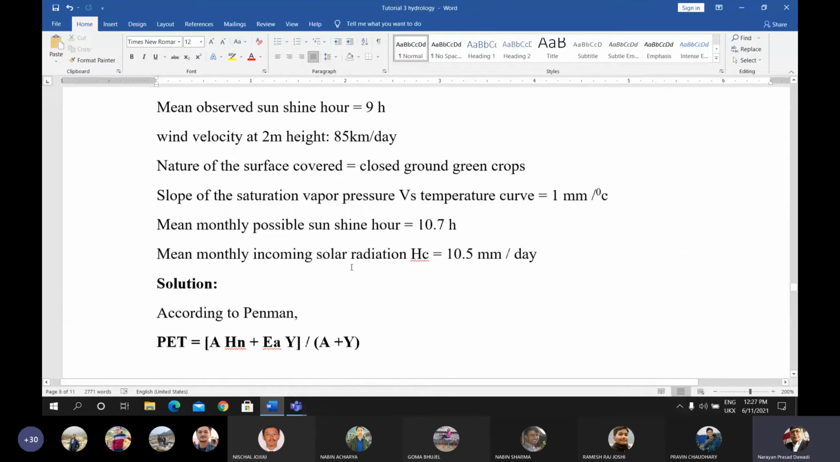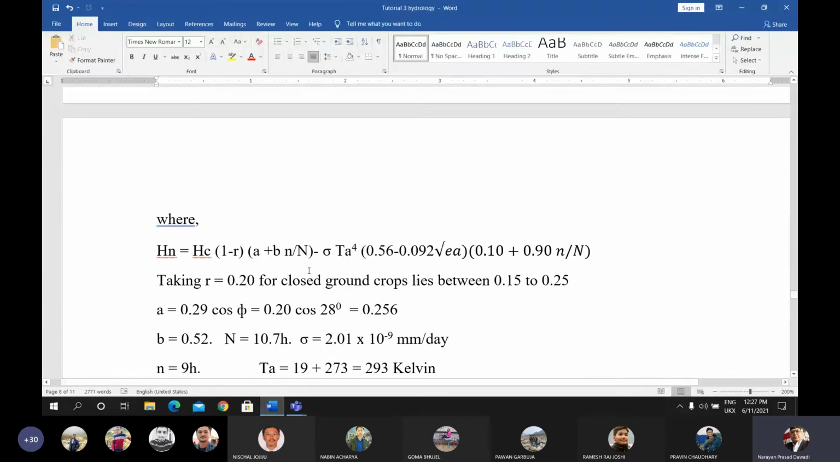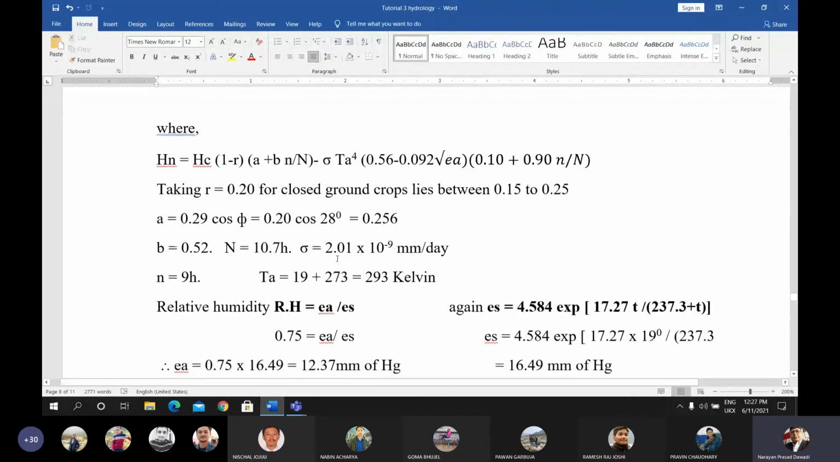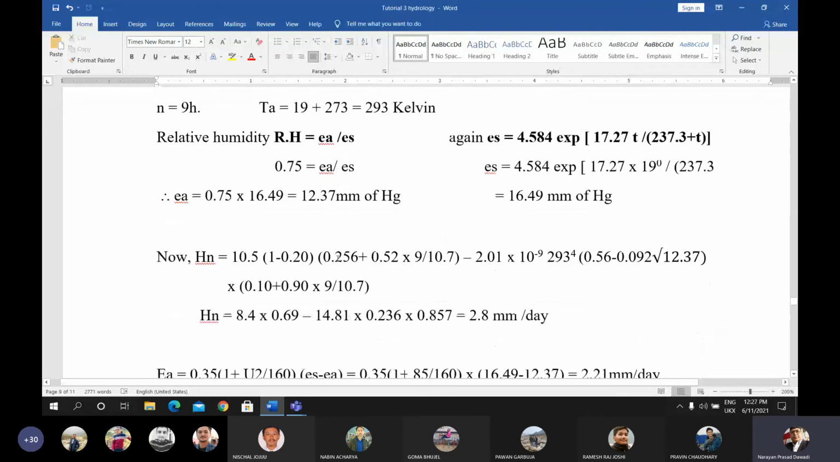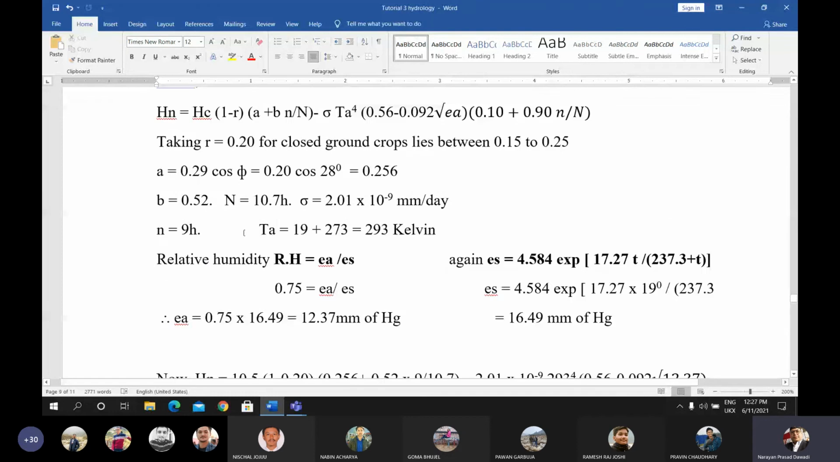Now another variable, sigma. Sigma is the Stefan-Boltzmann constant, whose value is given as 2.01 into 10 to the power minus 9 mm per day. The Stefan-Boltzmann constant sigma has a constant value. This value is 2.01 into 10 to the power minus 9 mm per day. This is the Boltzmann constant.